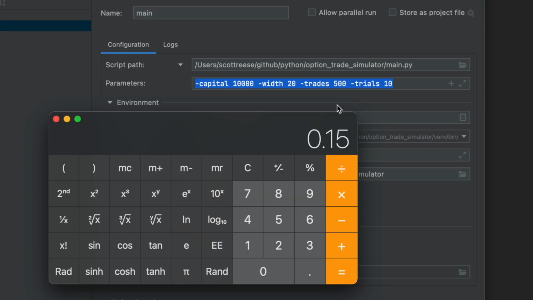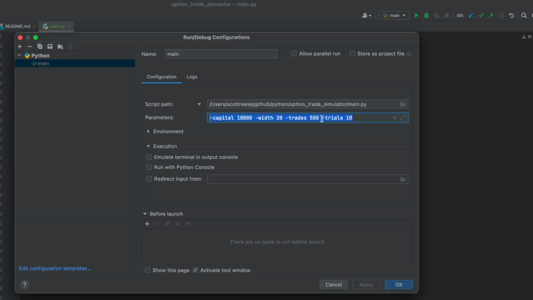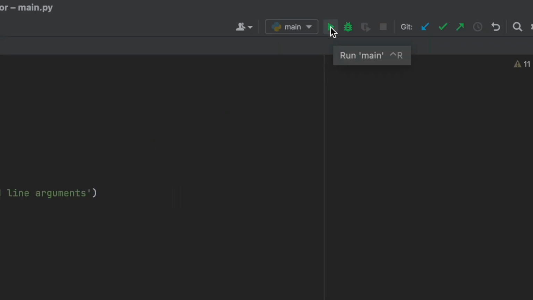So then coming back here, as you can see with my next setting, I have for the number of trades, 500, as I've explained, and we're going to do 10 total trials. 10 portfolios, all starting with $10,000, making 500 trades each. So with those settings in place, I'll click OK, and then finally go up here and click the play button and run the simulation.